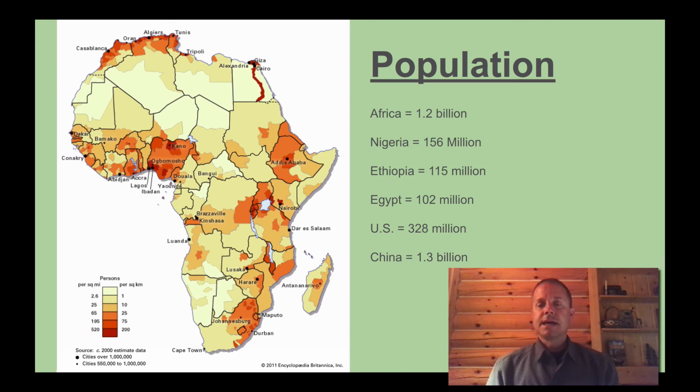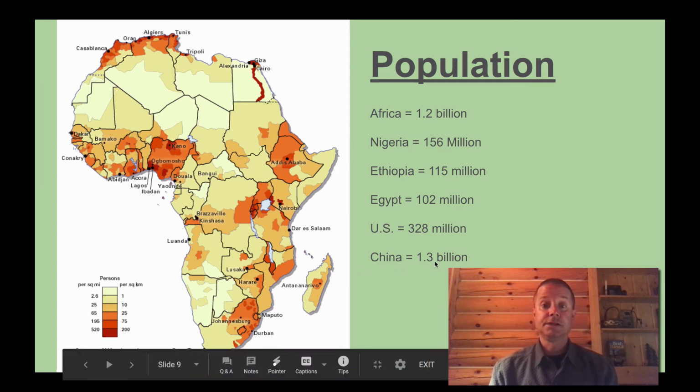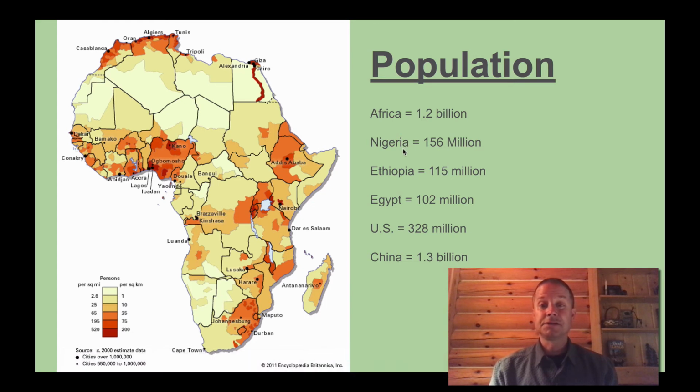A couple other things about Africa. One, just how many people live there. Today, 1.2 billion people live there. And to put that into context, here's China, which has 1.3 billion. The three most populous countries are Nigeria, Ethiopia, and Egypt. And that shows how many people each of those have. And to put that into perspective, the U.S. has 328 million people.